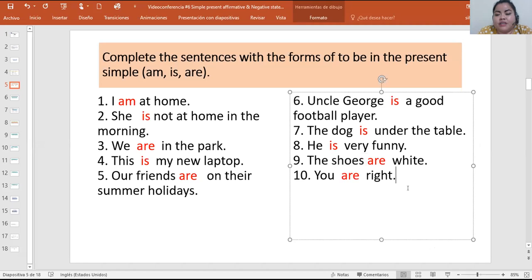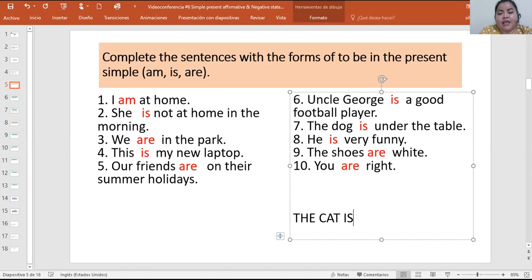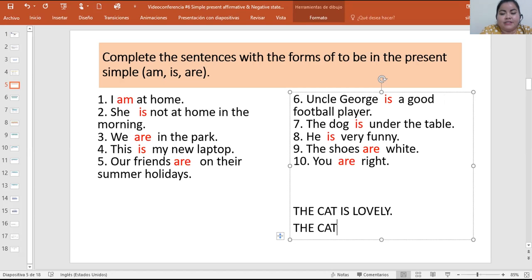Por ejemplo, si tenemos un animal y tenemos the cat. The cat is lovely. Pero ya luego tenemos the cats. Ya está en plural, ya tenemos que utilizar are. The cats are lovely. Aunque sabemos que cuando tenemos the cat acá, el subject sería it, el pronombre. Pero cuando tenemos the cats, ya sería they, ellos, porque ya es plural. Ok. Very good. Thank you.